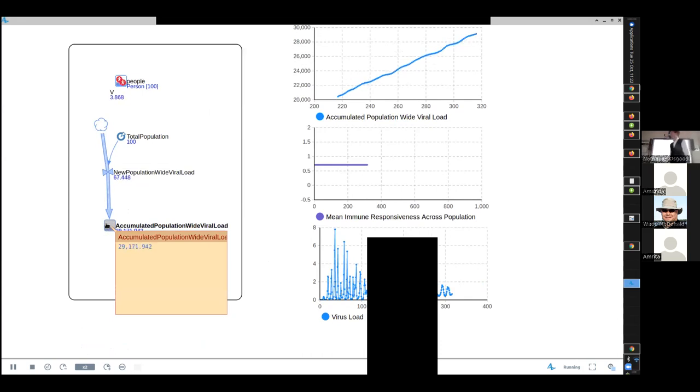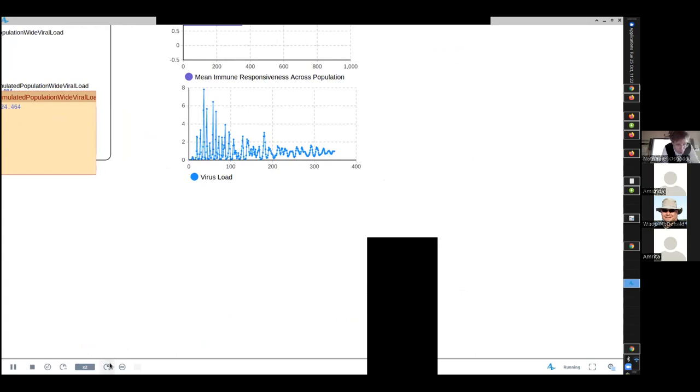Is that just an easier way rather than summing it up over the whole population? Yeah, it was just a visual way to do it. It's a nice visual way to indicate this is the sum of that over time. But you can see this actually evolves as an emergent property towards a sort of equilibrium at the overall level.